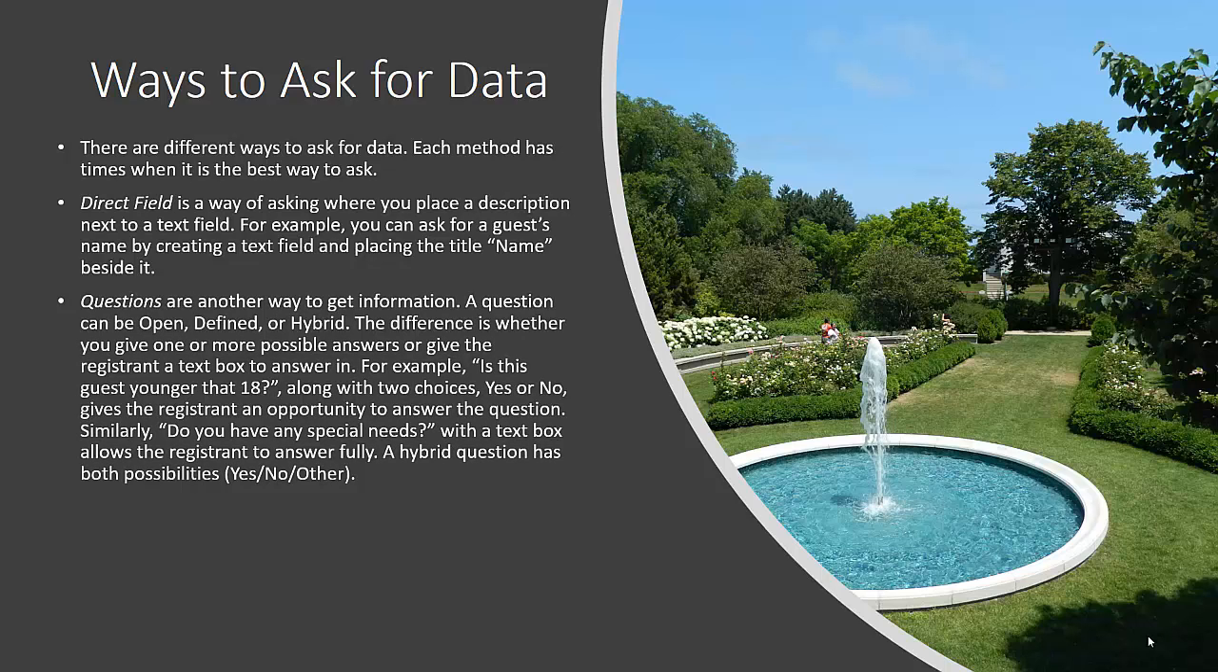Questions are another way to get information. A question can be open, defined, or hybrid. The difference is whether you give one or more possible answers or give the registrant a text box to answer in. For example, is this guest younger than 18, along with two choices, yes or no, gives the registrant an opportunity to answer the question. Similarly, do you have any special needs, with a text box, allows the registrant to answer fully. And finally, a hybrid question is one that has both possibilities. For example, yes, no, other.